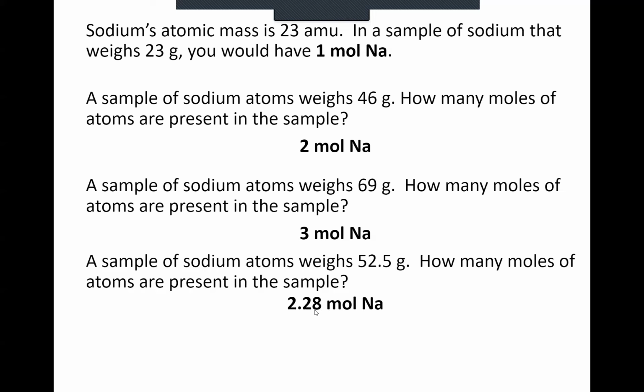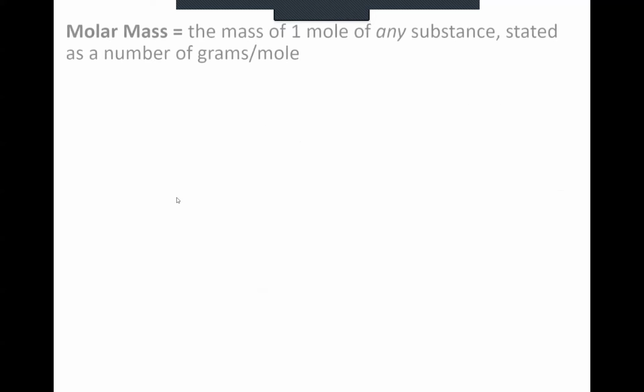How did we get that? That's going to involve some calculation, and that's going to be a big part of what we're going to do in Unit 5: how do we translate grams into moles? The short answer is you're going to divide the number of grams in a given sample by the number of grams per mole, that is the molar mass of that substance. Molar mass. What do you mean by that? A molar mass is the mass of 1 mole of any substance. It could be a lone element. It could also be a compound, which consists of several elements combined together, stated as a number of grams per mole.